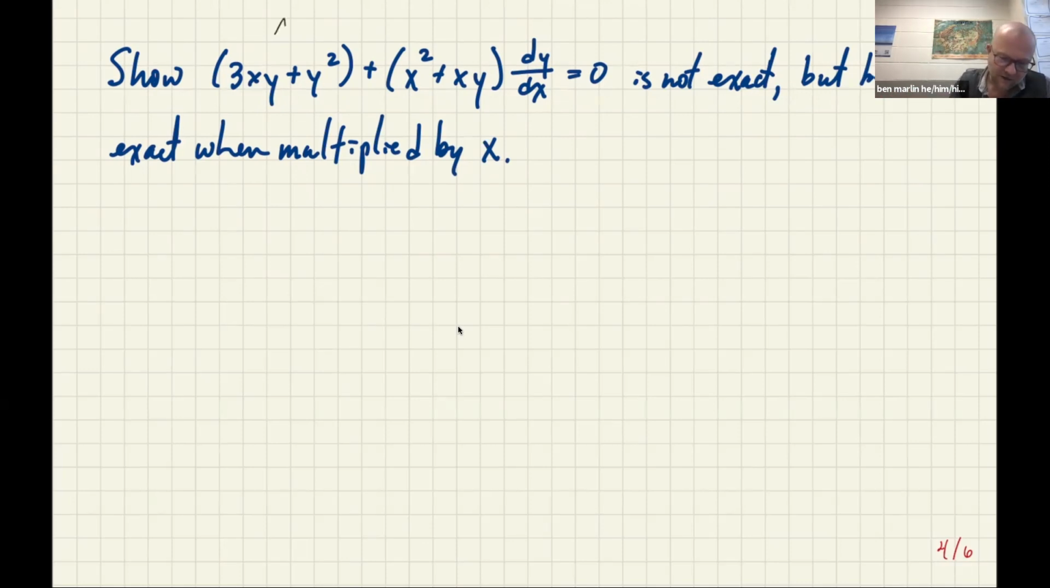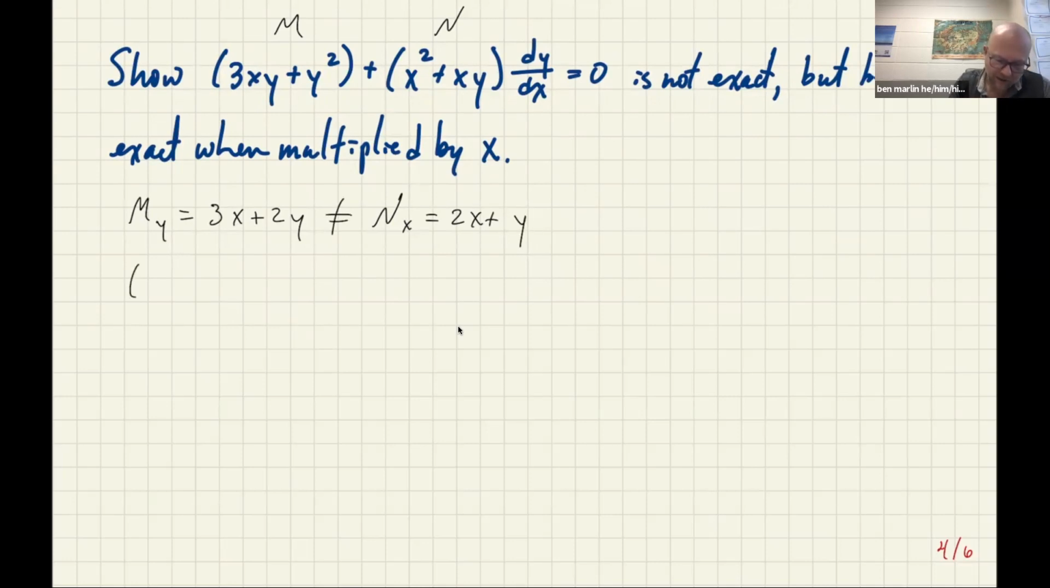So if I go ahead and say this is M and this is N, and we check, then M sub y turns out to be 3x plus 2y, and N sub x, excuse me, turns out to be 2x plus y. Clearly, those are not the same thing, right? So not equal. But this suggests that if we multiply through by x, that maybe it will become exact.